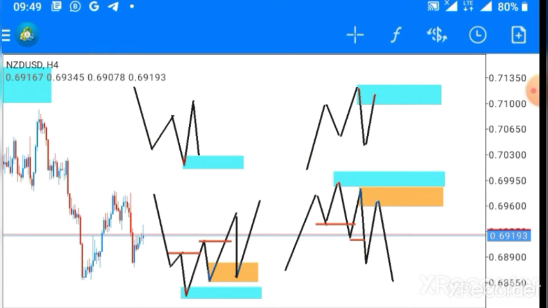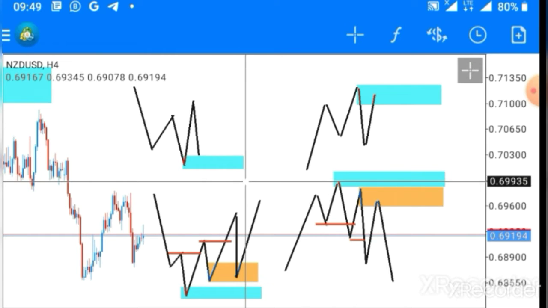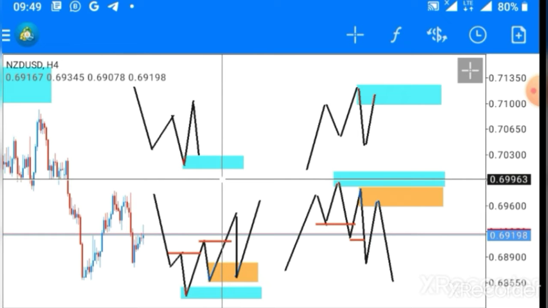Now, the first thing you need as a trader is a good understanding of market structure. You must have a good grasp of market structure to become successful in trading the forex market. If you don't have any idea about market structure, or you seem to be lost in how to define your structure, please check our previous video on market structure.